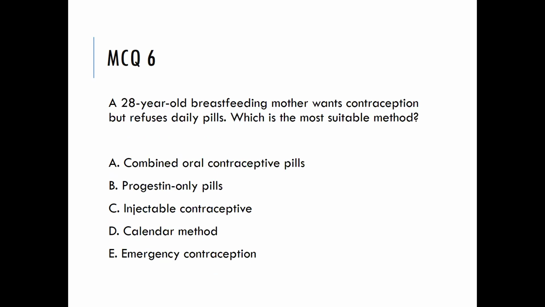Question number 6 is, a 28-year-old breastfeeding mother wants contraception and refuses daily pills. Which is the most suitable method? Option A, combined oral contraceptive pills. Option B, progestin-only pills. Option C, injectable contraceptive. D, calendar method. And option E, emergency contraception. C. Yes, C is the right answer. Although progestin-only pills can also be used in a breastfeeding mother, as she has refused, injectable is the option now.